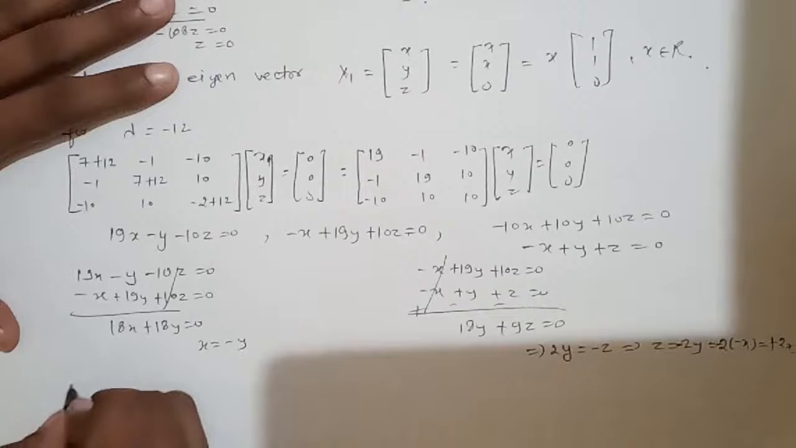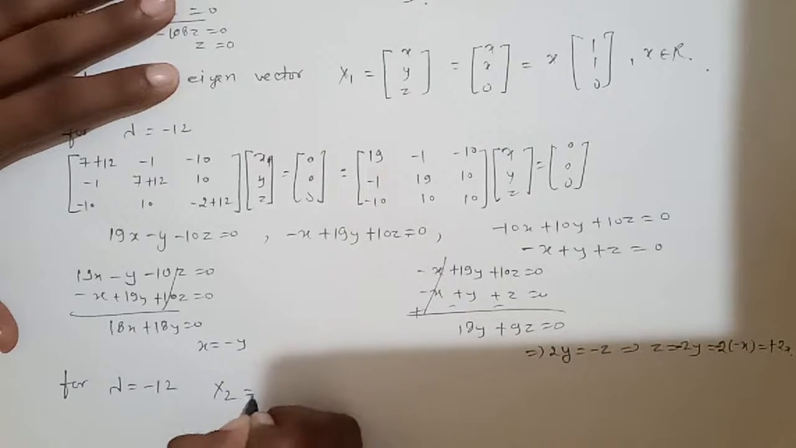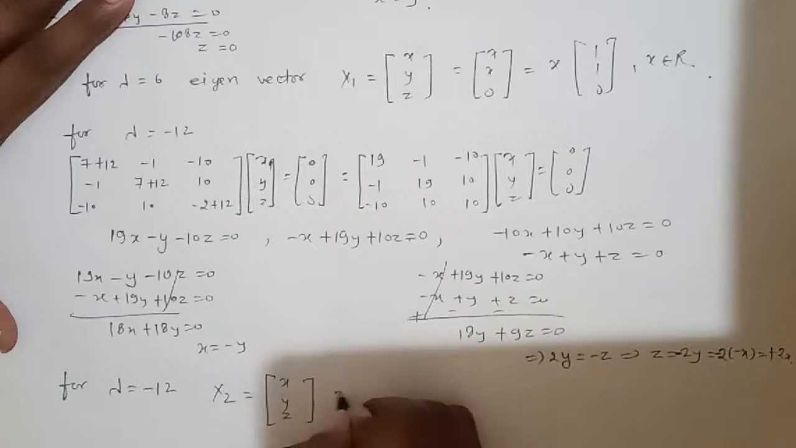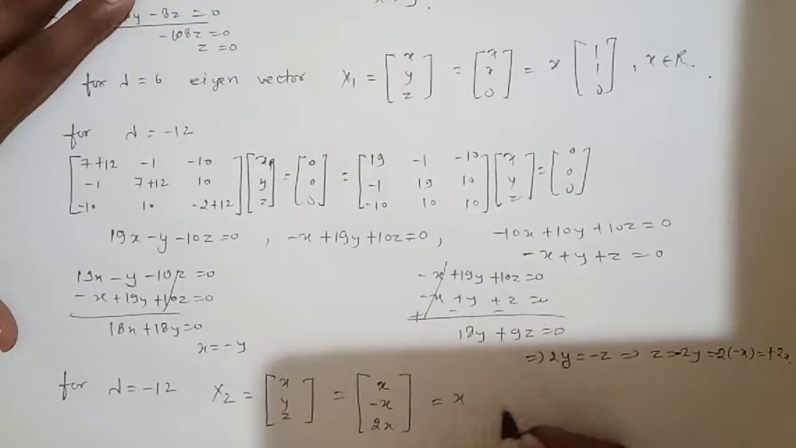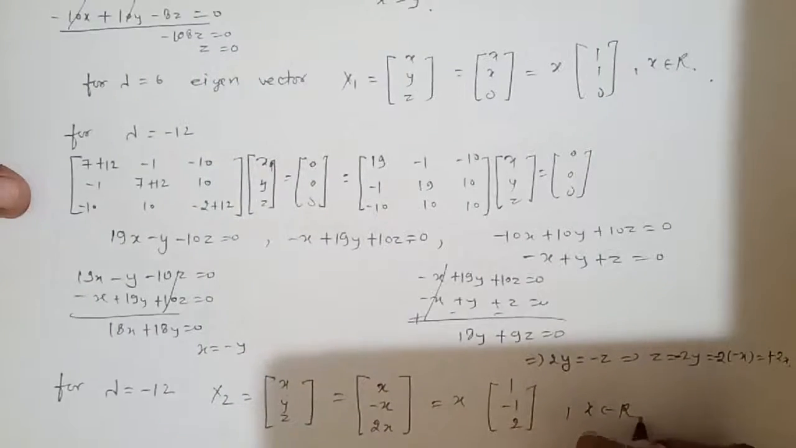So for lambda is equal to minus 12, X2 is equal to x, y, z, where the value of x is x only, y is minus x, and z is equal to 2x. So I can write x times (1, minus 1, 2) where this x belongs to R. So this is our second eigenvector.